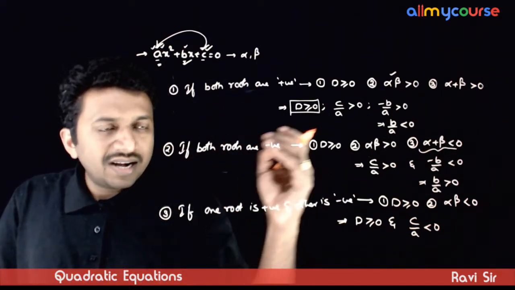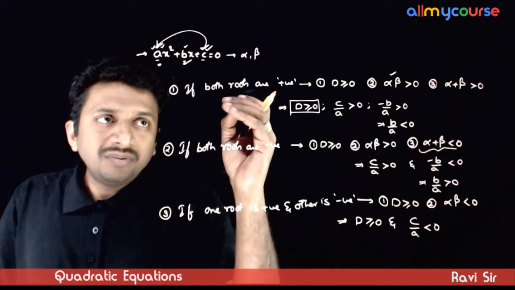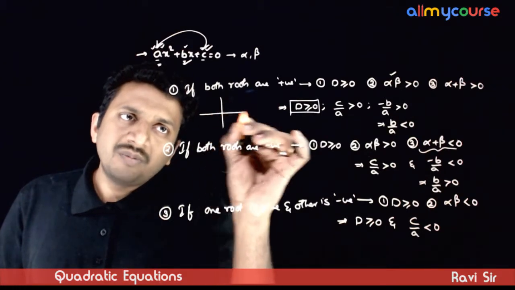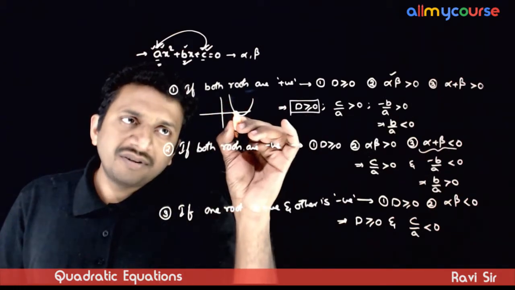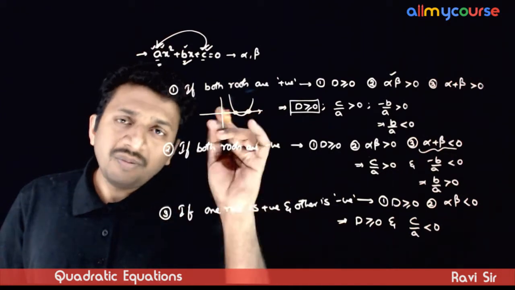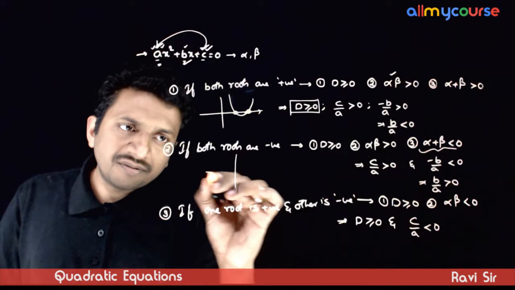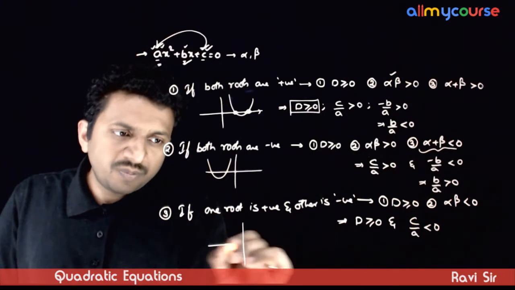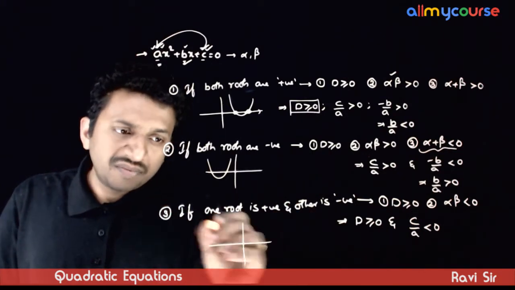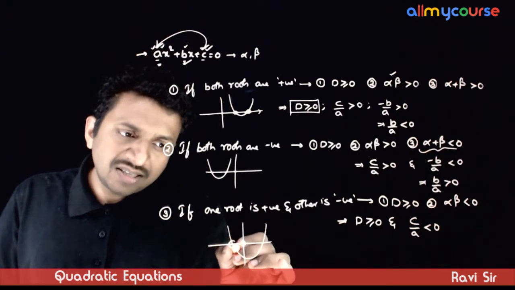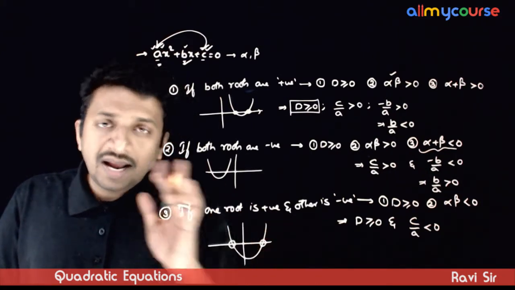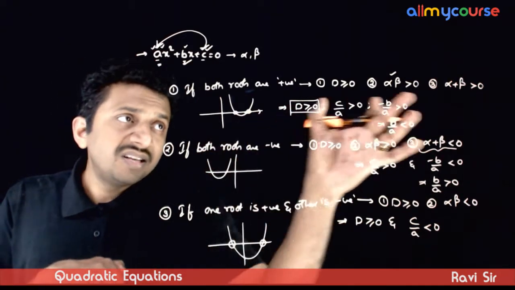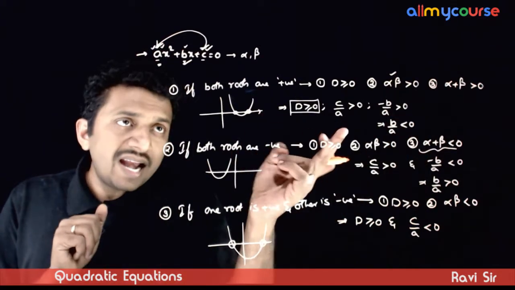All these conditions are related to the relation of roots with respect to 0. So here in the first case, both roots are positive. That means the graph is intersecting the x-axis on the positive side. Both roots are negative. That means the graph is intersecting the x-axis on the negative side. If one root is positive and the other root is negative, that means the graph is intersecting the x-axis once on the positive side and next on the negative side. So if the graph has to be like this, these conditions have to be satisfied, and vice versa.